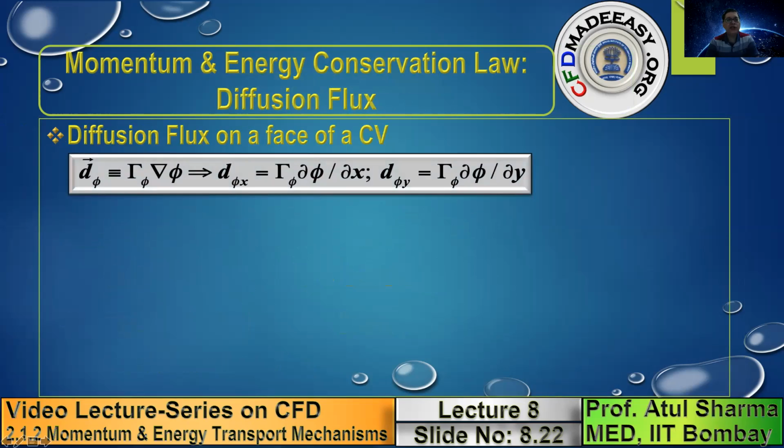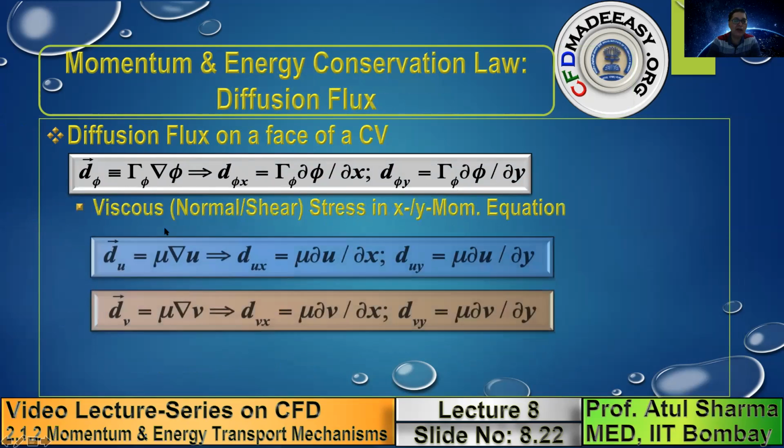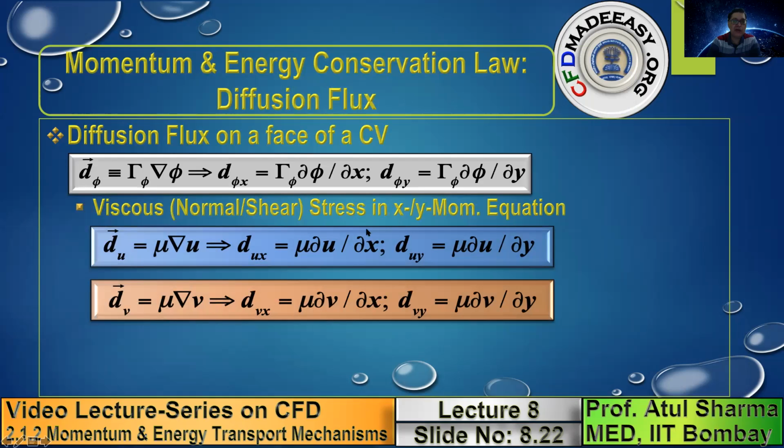So in the earlier slide, I had shown you the viscous forces and the conduction heat transfer rates. In this slide, I am showing you a generic form of the diffusion flux, which is represented here by d phi vector, where gamma phi is called the diffusion coefficient, which is equal to mu for the viscous component, and equal to k for conduction heat transfer rate. Here d phi x equals gamma phi del phi by del x, and d phi y equals gamma phi del phi by del y.